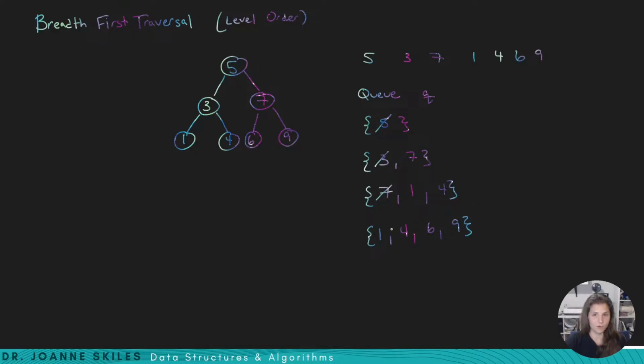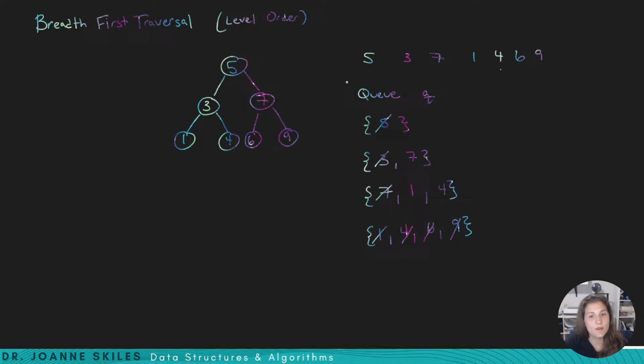And then we can look at 1. 1 ends up having no children, so we don't add anything to the queue. So we dequeue 1, print 1. Same idea with 4: dequeue 4, print 4, no children. Dequeue 6. 6 has no children, nothing to add on. Print 6. Dequeue 9. 9 has no children, nothing to add on, and we print 9. Now our queue is empty, and when our queue is empty, we don't need to go any further.